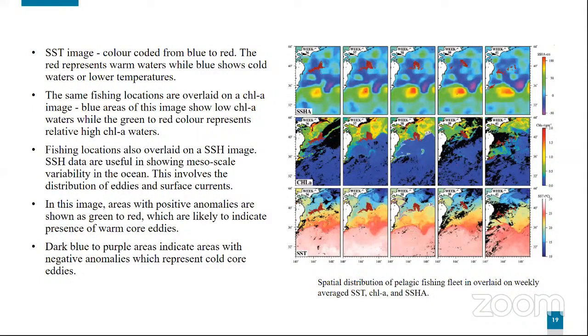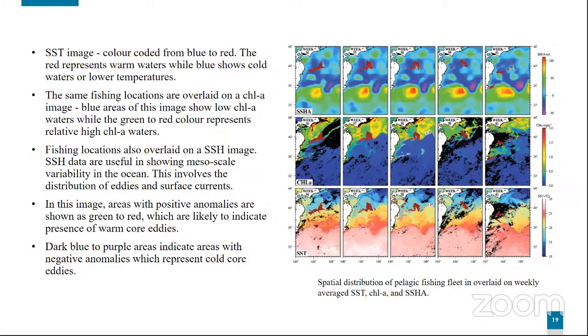Okay, so the same fishing locations are overlaid on chlorophyll image. So chlorophyll yang atas tu, blue areas of this image show low chlorophyll waters, while the green to red color represent relatively high chlorophyll waters. So dari situ kita nampak fishing location tu berada di kawasan yang berwarna hijau. Hijau ke kuning macam tu kan.